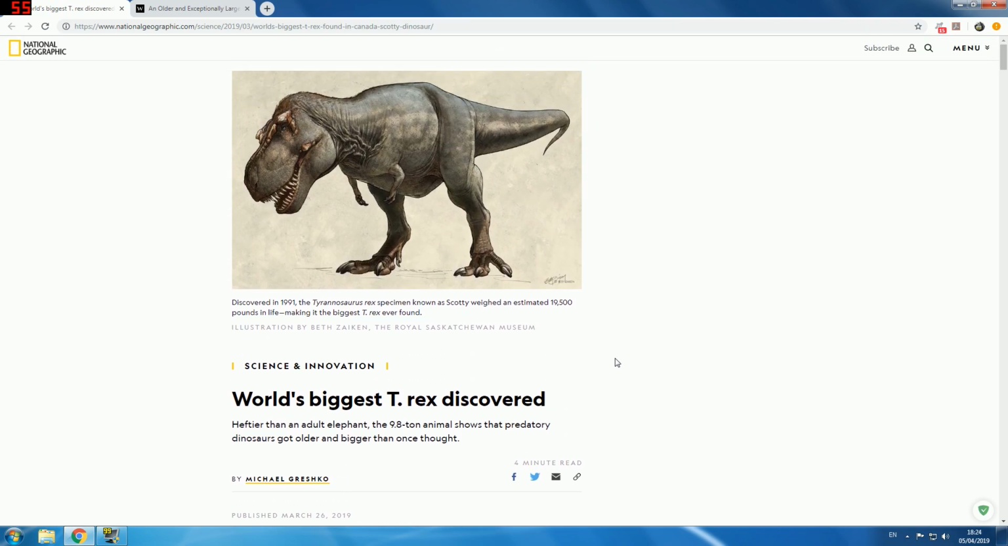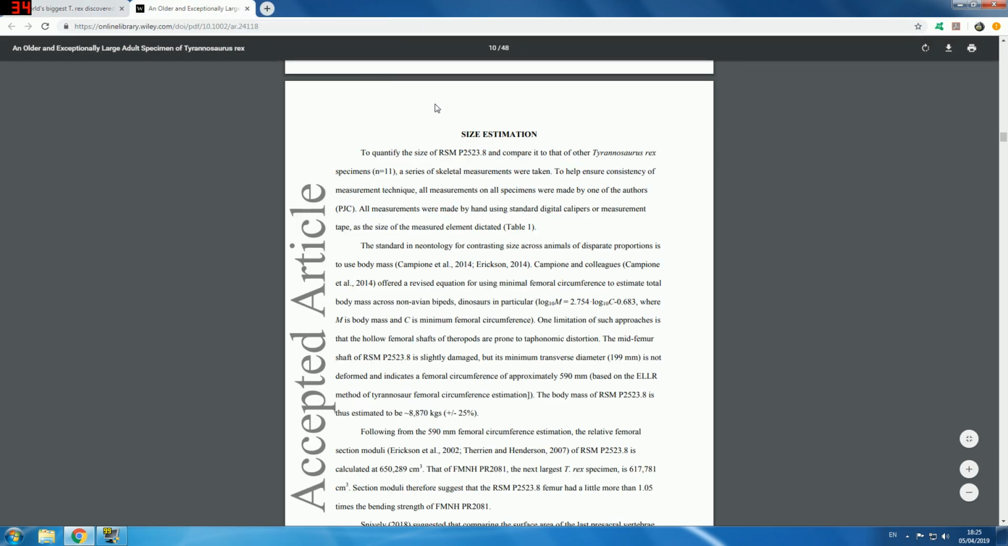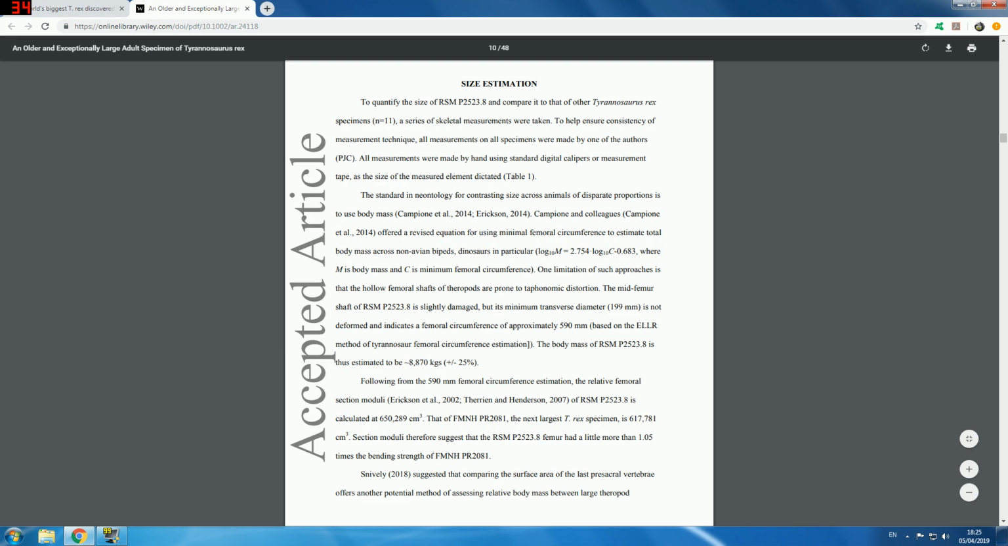I always knew that Scotty was somewhat of a big specimen, to be honest, and definitely was able to rival Sue. I would put it as bigger a little bit, but if we get down into technical details, half a ton or one ton is still quite a bit of a difference. But the bigger you get, the less these differences tend to be apparent. T-Rex as an adult was already quite a big animal. But let's go straight away into the paper.